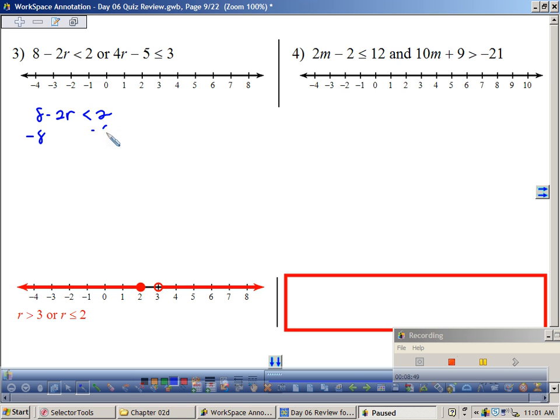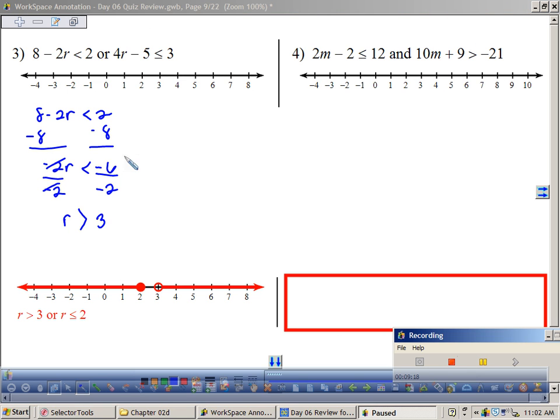So let's subtract 8 from both sides. Oh, I see what Frankie did wrong. Negative 2r is less than negative 6. Did you flip that sign, Frankie? Oh, you're right. Did you flip the sign on this one? R is less than positive 3. So r is greater than 3 is here.